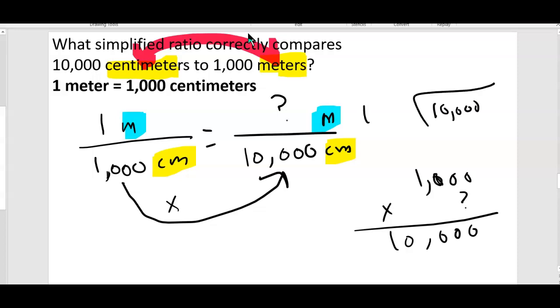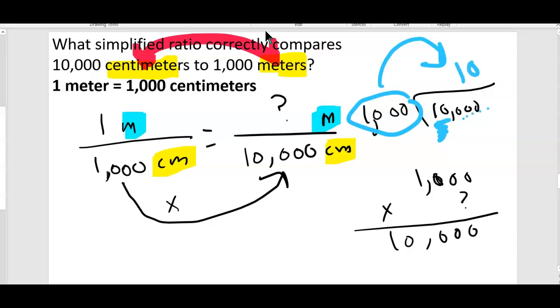1,000 divided by 1,000. In other words, how many thousands go into 10,000? Duh, that's 10, isn't it? Isn't there 10 thousands in 10,000? I think so. I think we're just multiplying by 10 here.